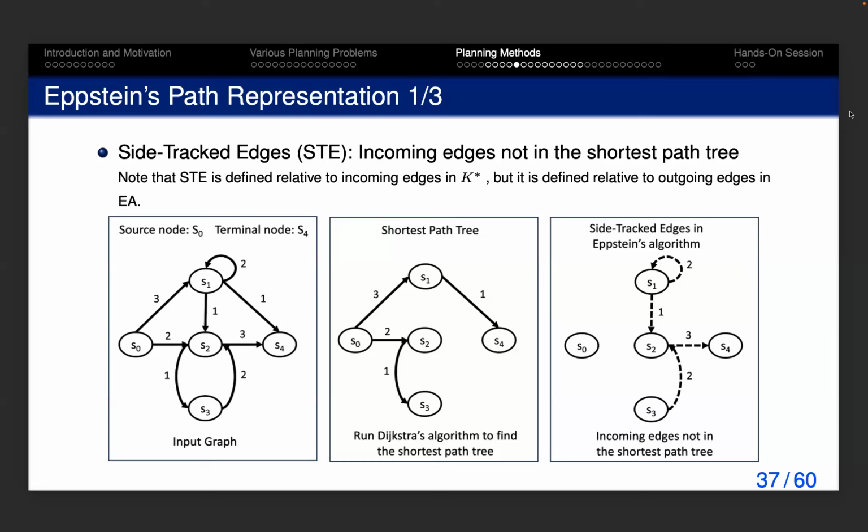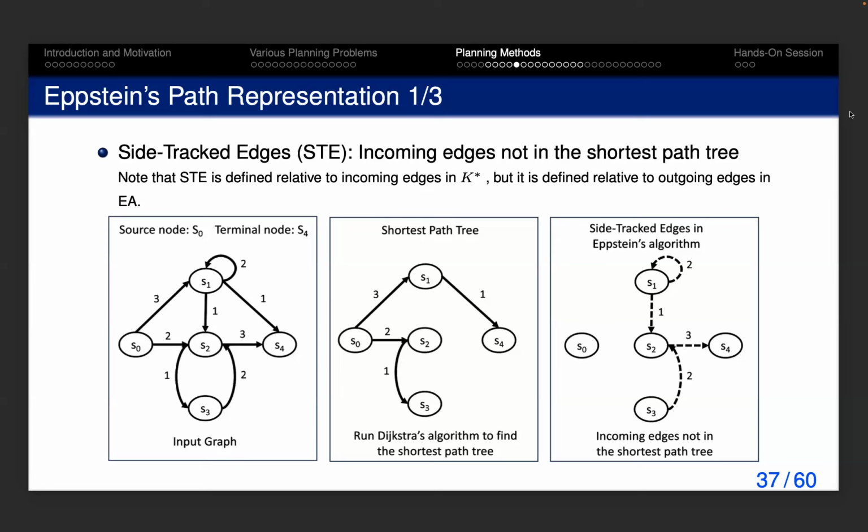And in the case of Epstein's algorithm, it was just solving an explicit graph. So you run Dijkstra once to get the shortest path tree, and then from there you know the graph, so you can have sidetrack edges. In this example, on the left is the input graph with 5 nodes, where S0 is the source and S4 is the terminal, and so on.